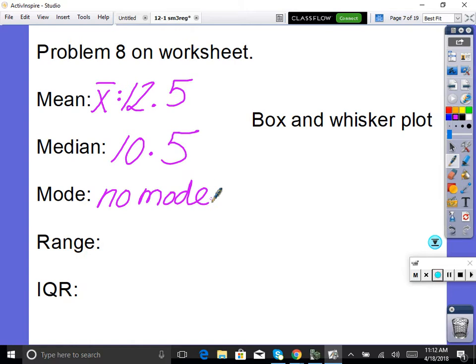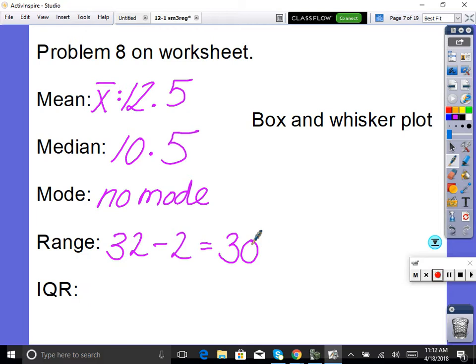Okay, moving on. I am asking you the range. Isn't that the highest minus the smallest? The max minus the min. So what's my max? I'm showing my work: 32 minus 2. So this is ranging over 30 units. It's spread out over 30 units, right?